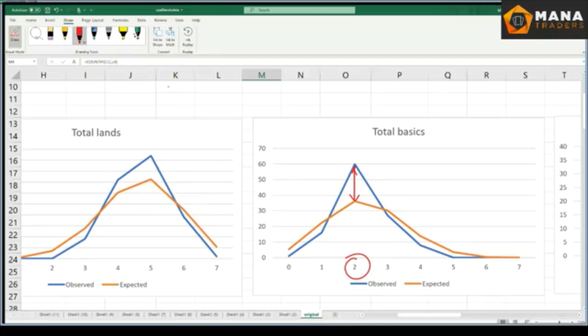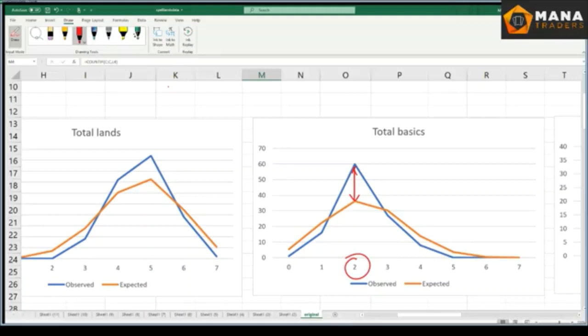So if the hand selector is presented with 2 hands, and one of those hands has exactly 2 basics compared to the other, the hand selector was more likely to select that hand over the other hand. That's what we are seeing here.